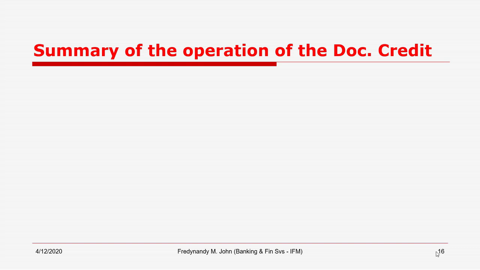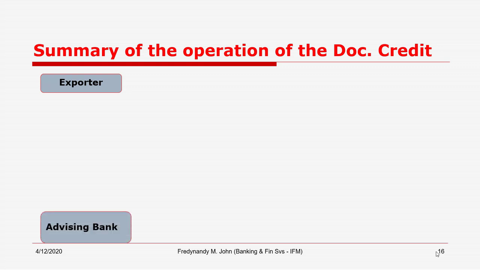Ladies and gentlemen, now let's turn the focus of the discussion to the operation of the documentary credit. Remember, a letter of credit has four parties. Number one is the exporter, who is the seller and the beneficiary of the letter of credit. Number two is the advising bank. The advising bank is the bank that will advise and notify the beneficiary or the exporter about the terms of the letter of credit, after receiving a notification from the issuing bank. The advising bank is usually located in the country of export.